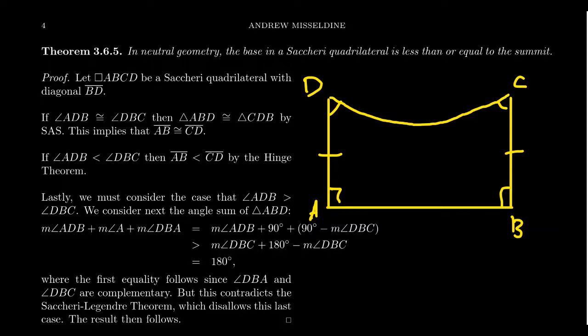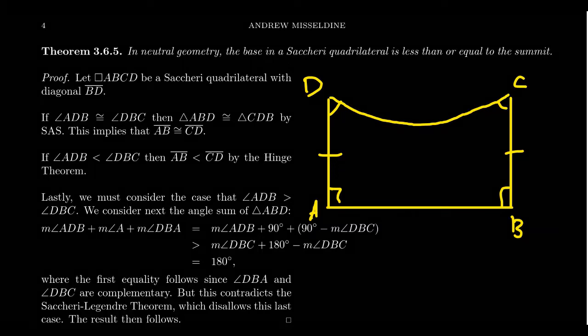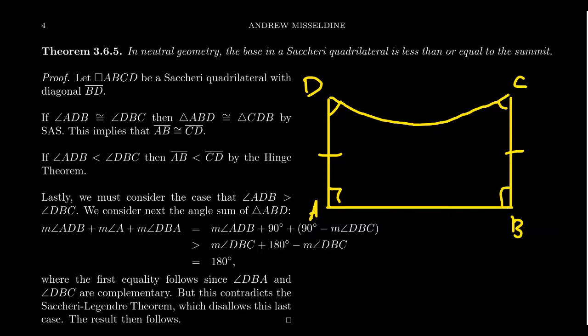Now, if the summit and base are congruent to each other, that actually implies the right angle hypothesis, which implies the Euclidean parallel postulate. If the summit is strictly longer than the base, then that would imply the acute angle hypothesis, which implies the hyperbolic parallel postulate. If perchance the summit was shorter than the base, that would imply the obtuse angle hypothesis, which gives us the elliptic parallel postulate. But in neutral geometry, we can't get the elliptic parallel postulate. That's inconsistent.